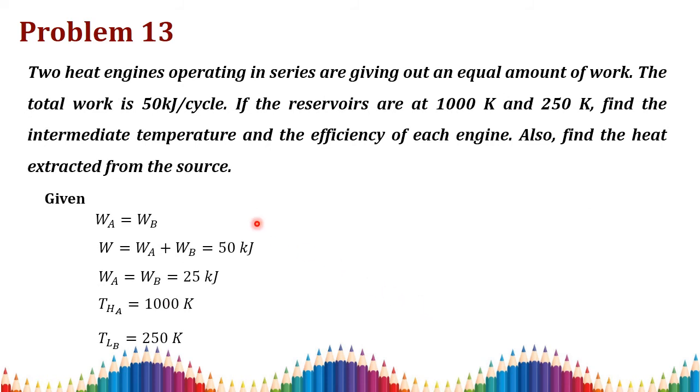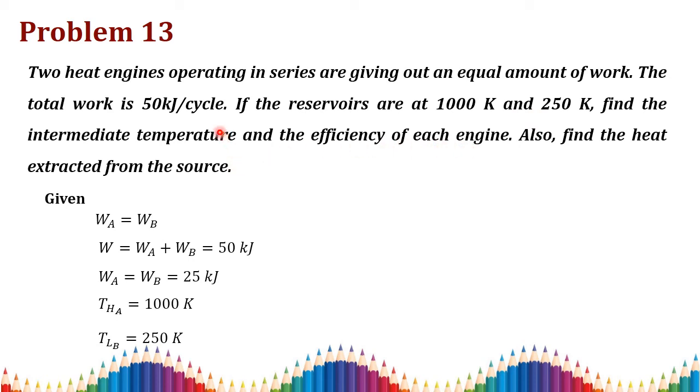So problem 13: two heat engines operating in series are giving out an equal amount of work. The total work is 50 kilojoule per cycle. If the reservoirs are at 1000 Kelvin and 250 Kelvin, find the intermediate temperature and the efficiency of the engines, and also find the heat extracted from the source.